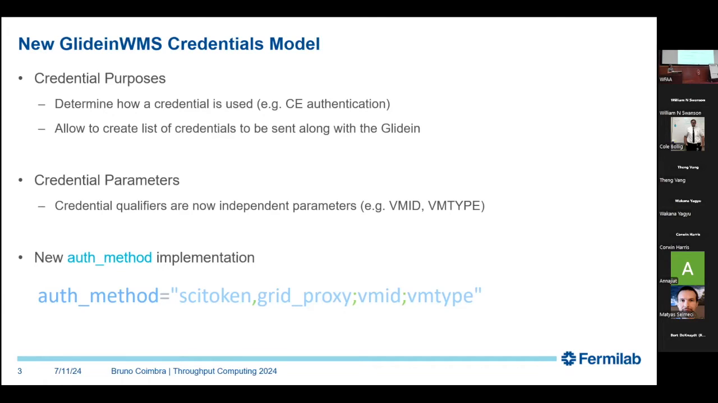And you can do that by using the new auth method syntax. Now, instead of simply defining one authentication method here, you can pick many of them. And these commas and semicolons here have an OR and AND syntax. So the idea of this example here is that for this specific entry, this auth method requires either a SciToken or a proxy alongside a VM ID and a VM type.